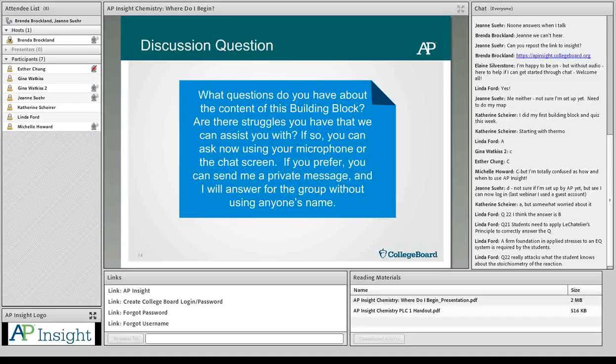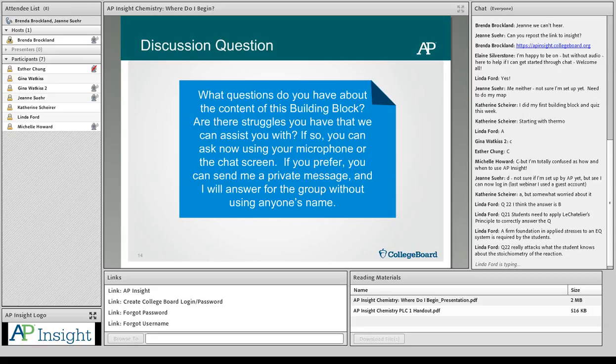So at this point, do you have any questions with this building block? And again, this blue box means that you can take a look at the handout and jot things down if you'd like, or you can send us information through the chat screen.